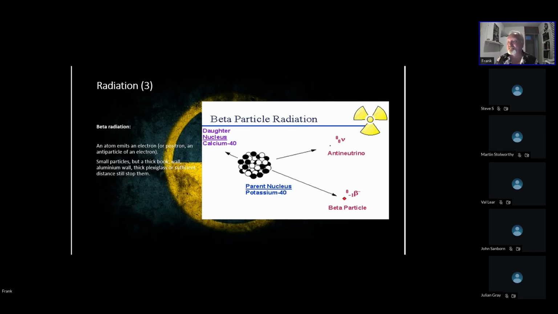Beta radiation: an atom emits an electron or a positron, which is an antiparticle of an electron. They are still small particles, but they penetrate further. So you have to use a thick book, a wall, aluminium, thick plexiglass, or sufficient distance to stop the radiation.